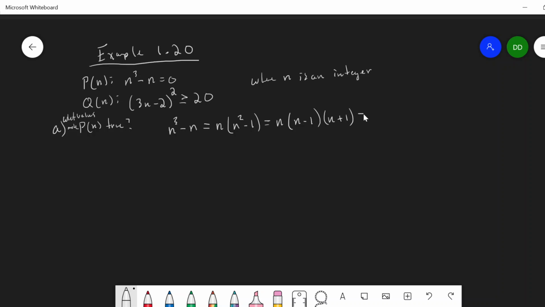So we have this completely factored, and we want this to equal 0, so that gives us three solutions, right? We have a cubic polynomial. So this tells us n equals 0, or n equals 1, or n equals negative 1 make this statement true. Make P of n true. And false otherwise. False for all other integers.